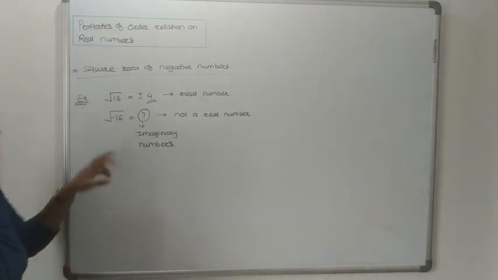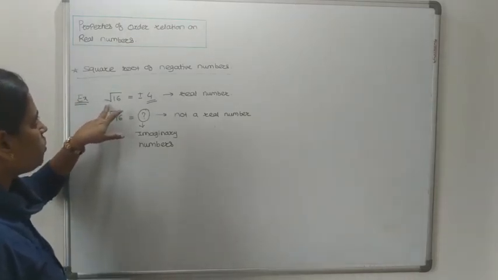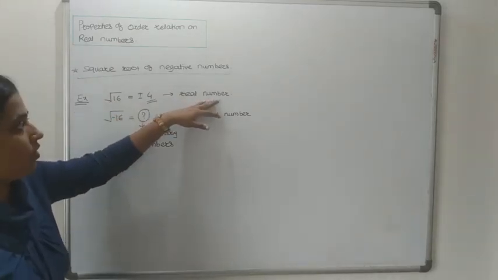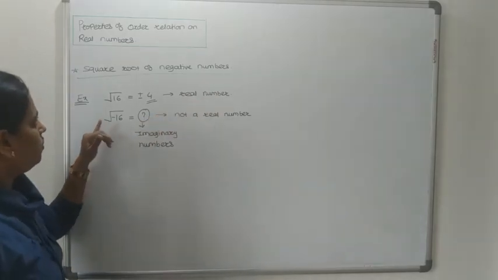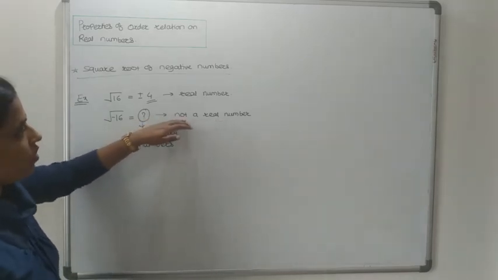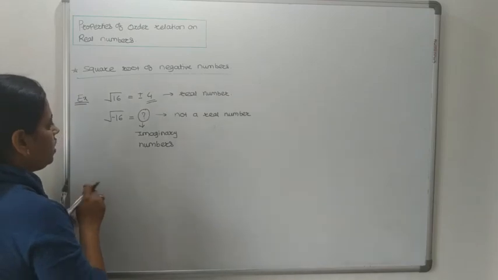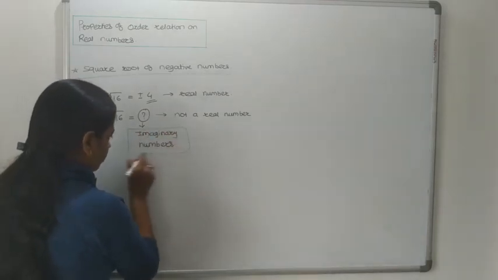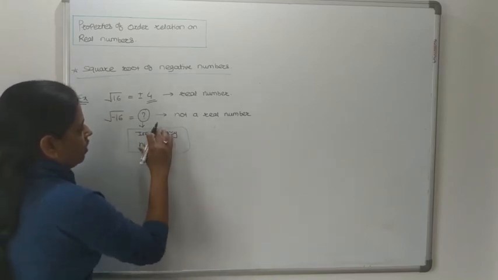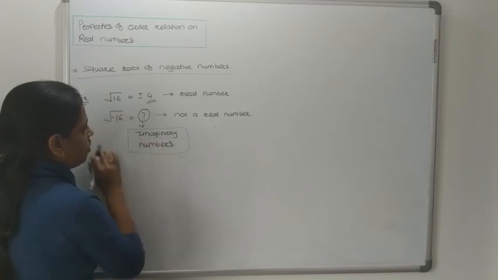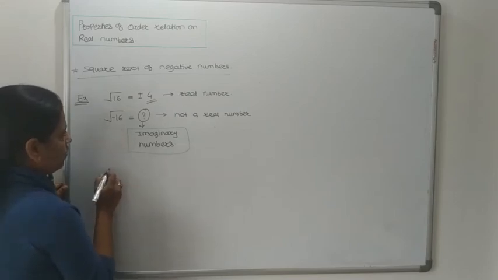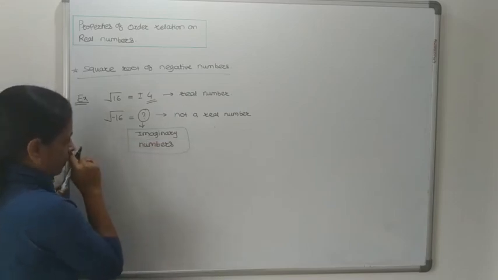When we take the square root of positive numbers, the resultant value is always a real number. But when we take the square root of negative integers, it is not a real number. If it is not a real number, then which type of number is it? That is an imaginary number. Listen here. This part is not included in your textbook. It is just for your extra knowledge. What is the imaginary number?